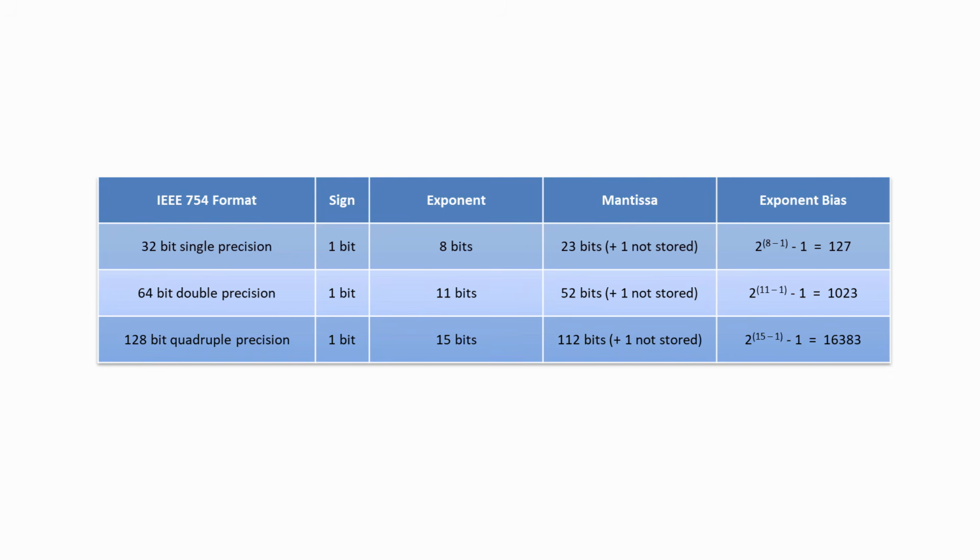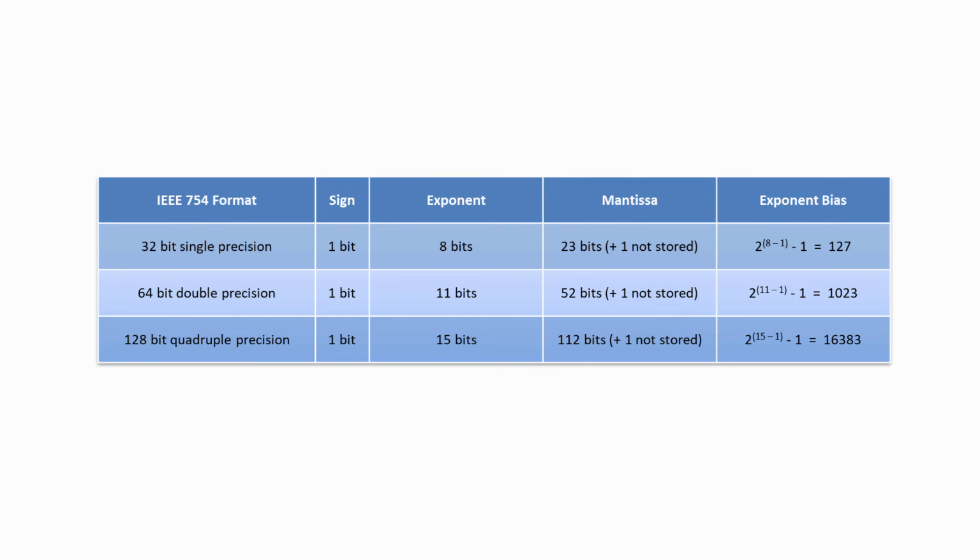With an 8-bit exponent, which is the case for a 32-bit single precision real number in IEEE 754 format, the bias is 2 to the power of 8 minus 1 minus 1, which is 127. For a double precision real number, which has an 11-bit exponent, the bias is 2 to the power of 11 minus 1 minus 1, which is 1023. There's even a 128-bit quad precision format. The same formula applies.